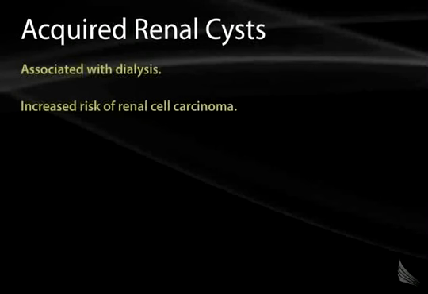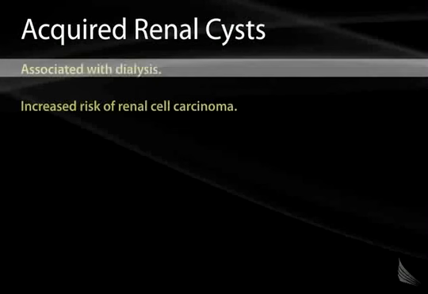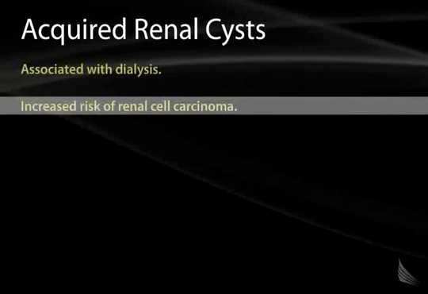Now, there's another type of renal cyst that's not congenital. These are called acquired renal cysts. These are cysts that occur in patients who undergo dialysis. Again, these usually have no clinical consequences, except there's a small increased risk of the development of renal cell carcinoma in people that acquire these cysts.